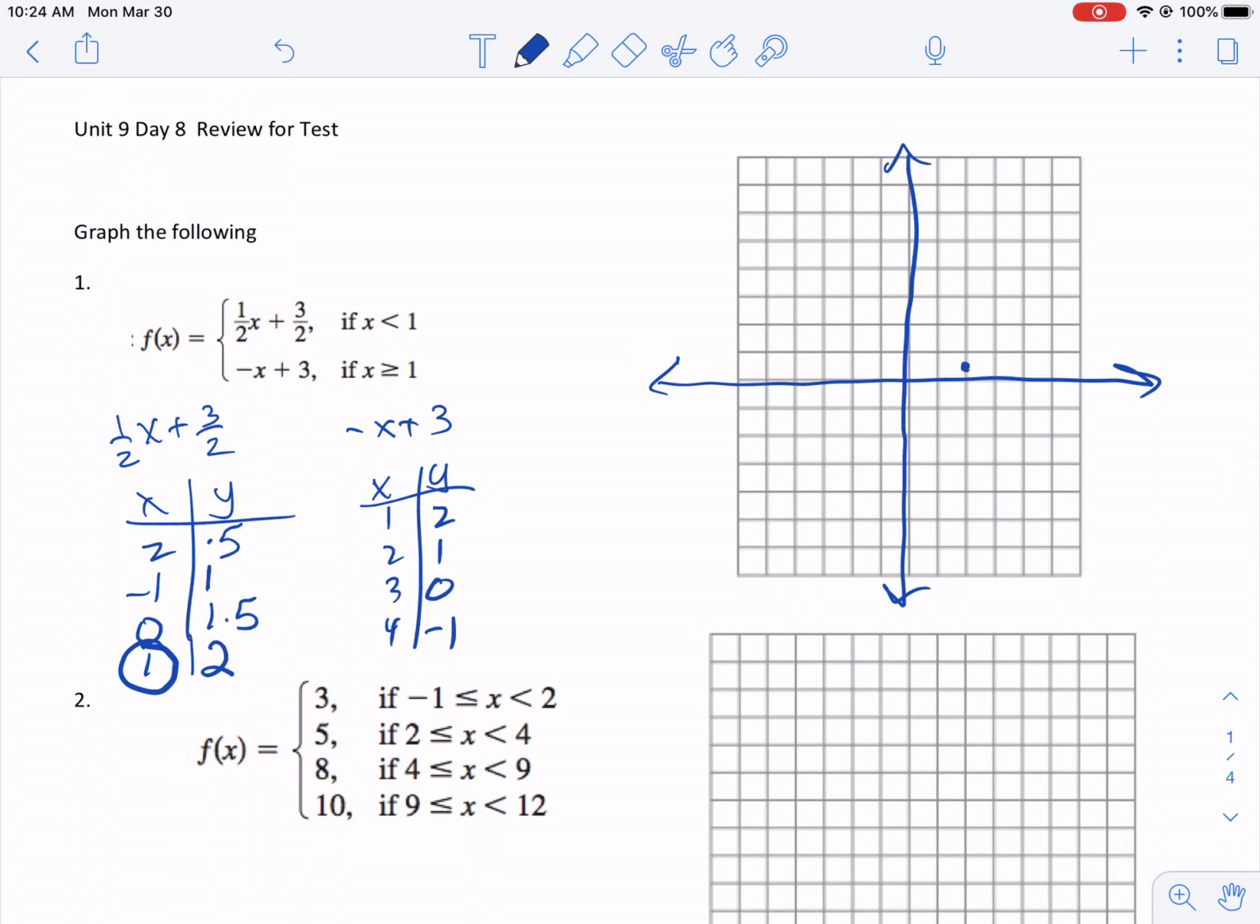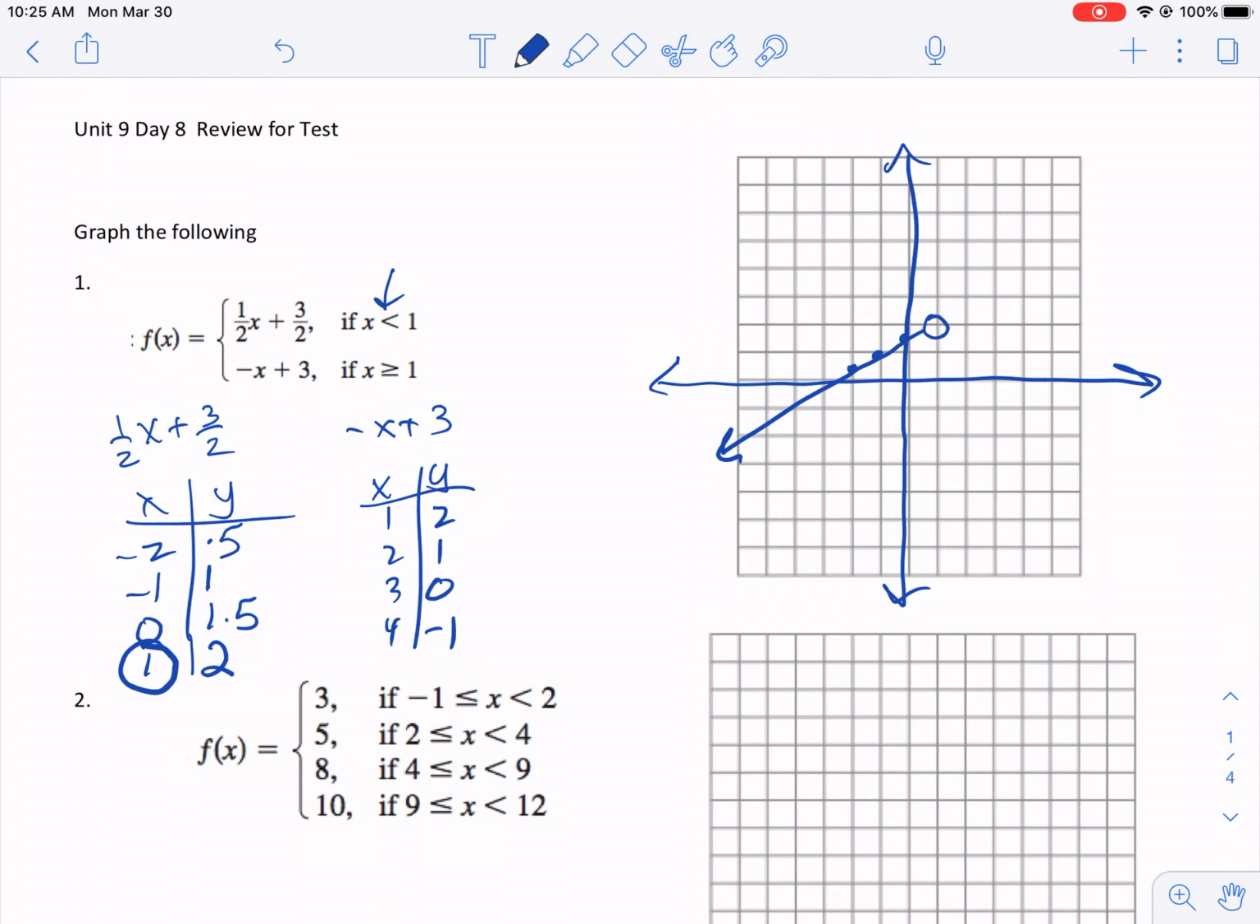Oops, sorry, that should have been a negative 2. Negative 1, 1, 0, 1.5, and 1, 2 as an open circle. The inequality points to the left, so the arrow goes to the left.